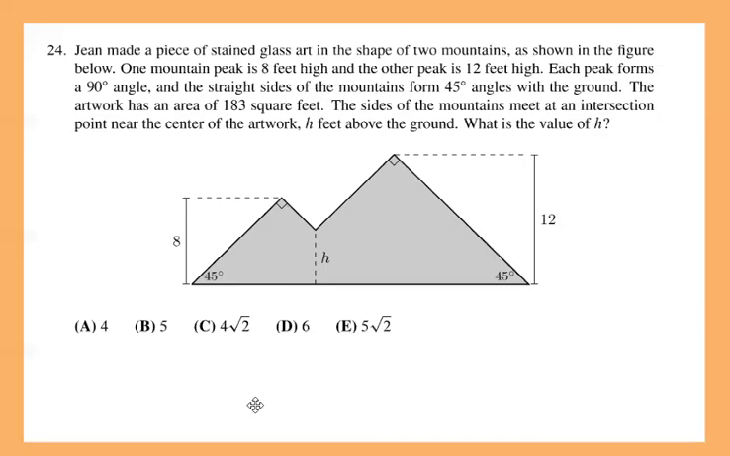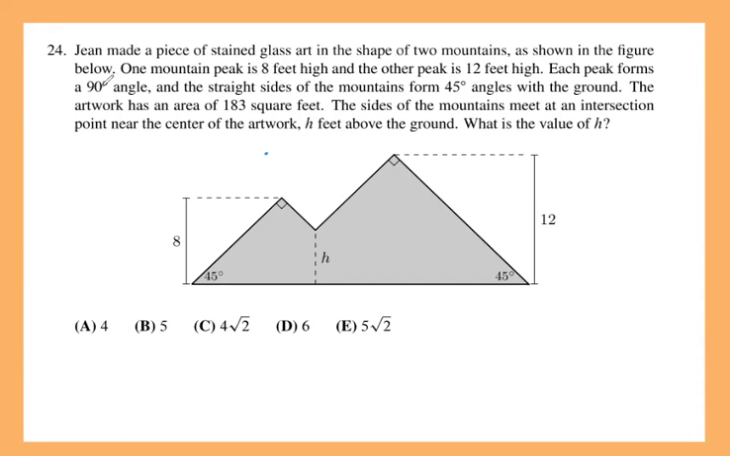Hello, everyone. So this is number 24 on the AMC 8, 2024. We are given a stained glass arc in the shape of two mountains. One mountain has a peak of 8, which is this height. Maybe I should use this as well since there's 45. And the other one is 12, which is given.